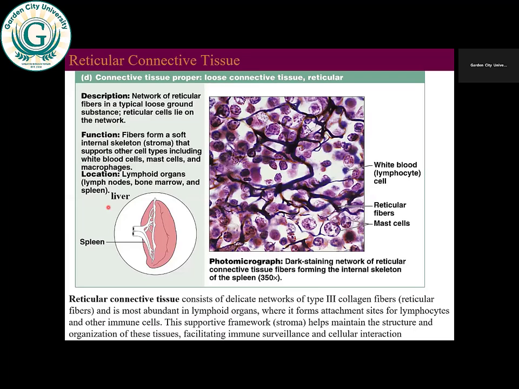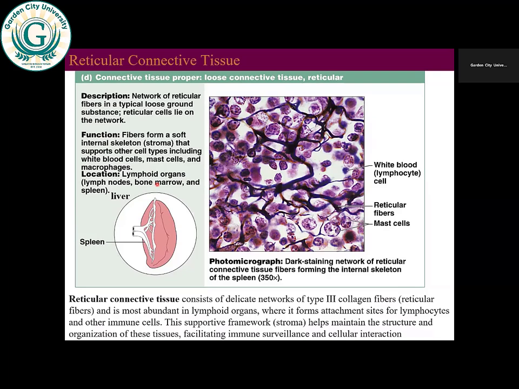Then of course we have the reticular connective tissues. Here, what it means is that the connective tissue will have more reticular fibers, and that is what you find in the lymph nodes, the bone marrow, and the spleen, which are lymphoid organs. And also you find it in the liver. So if I ask you, where can you find reticular connective tissues? You say I find it in the lymph nodes, bone marrow, and the spleen, which are lymphoid organs.